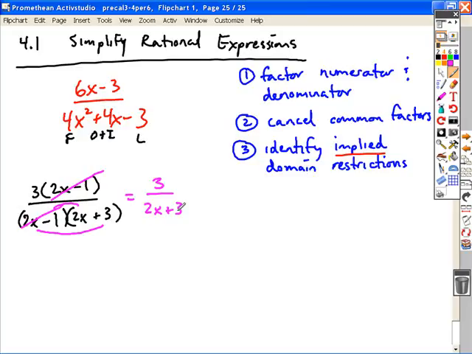Now when we move down to finding the implied domain restrictions, we see the restrictions that are directly identified, right? What do you know in this simplified form that x cannot be?